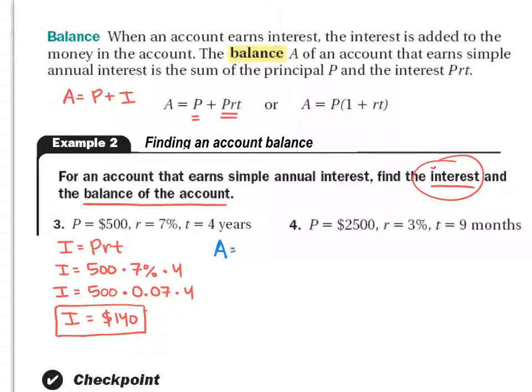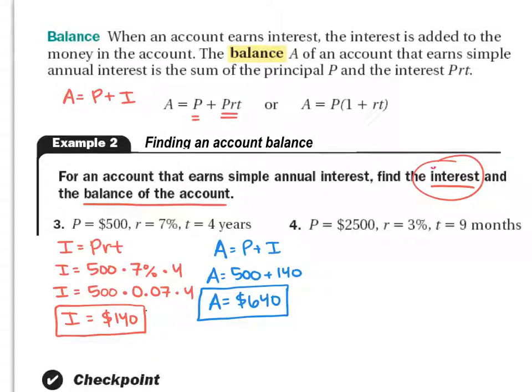Well, the balance of the account is what you started with plus how much interest you made. So in this problem, I put $500 into the bank, or whatever my investment was, and I made $140 of interest, so my account balance at the end would be $640. You need both those parts in your answer.